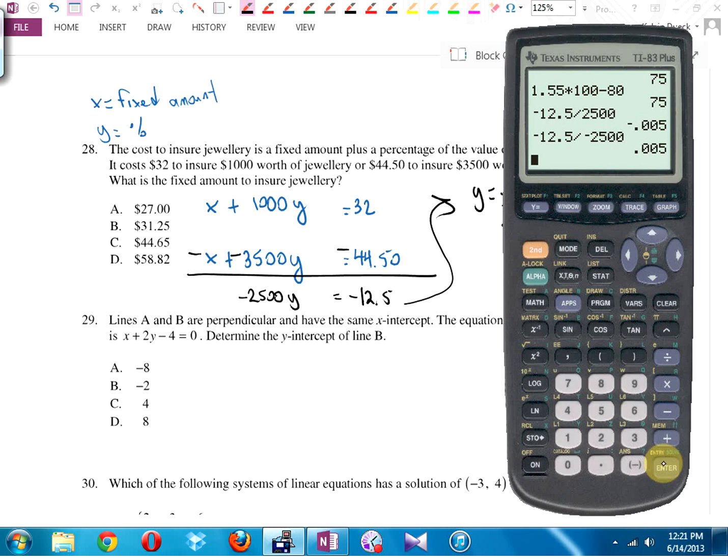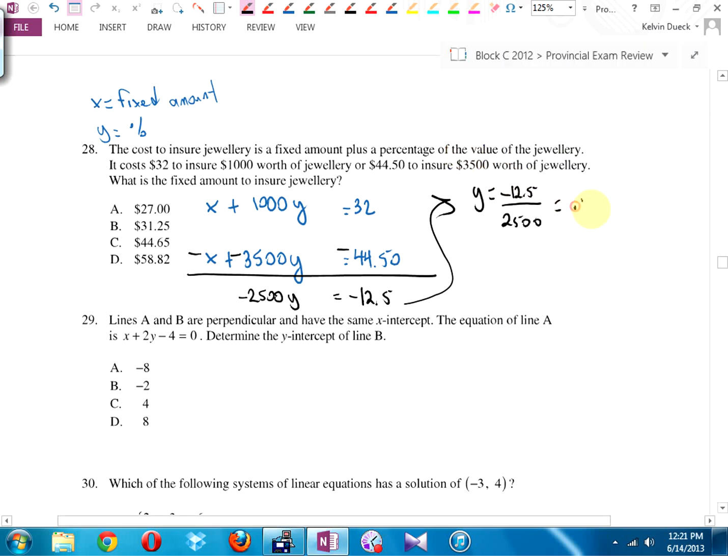0.5% if they want it as a percent, and this is not what they want, by the way. So we know that y equals 0.005. That's not what they wanted. They wanted x. How can I find x? Put 0.005 in for y. Let's put it into that equation right there.